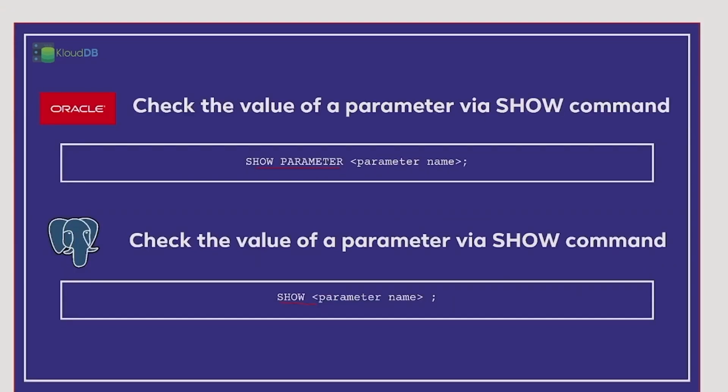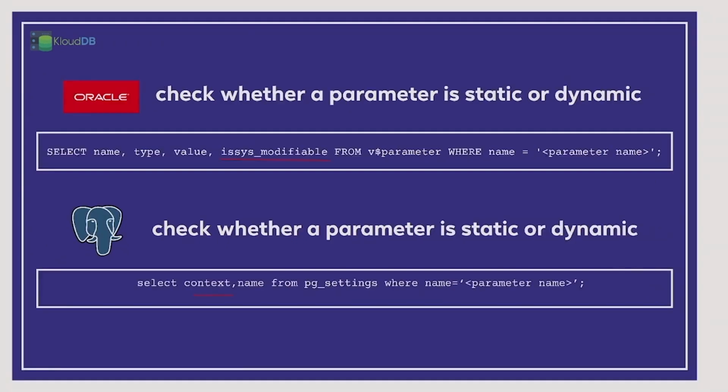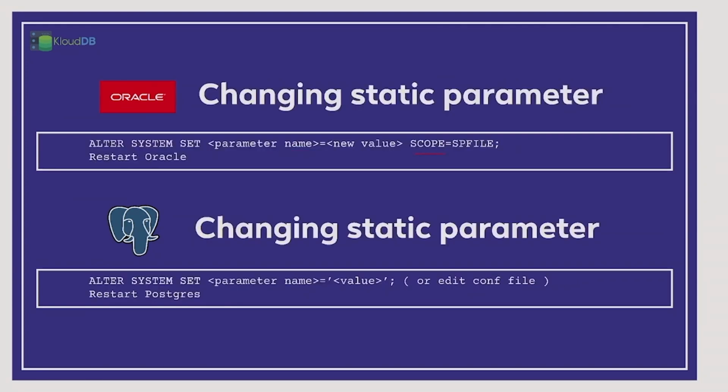And then you can also use the SHOW command. Let's say you don't want to use v$parameter or pg_settings, you can use a SHOW command, and here is the comparison. The other thing is you want to check whether it's static or dynamic, because dynamic variables you can change online, right? So how do you do that in Oracle? You can query v$parameter for the column ISSES_MODIFIABLE, and in Postgres you can check the context column in pg_settings. If the context is postmaster, that means it needs a restart of Postgres.